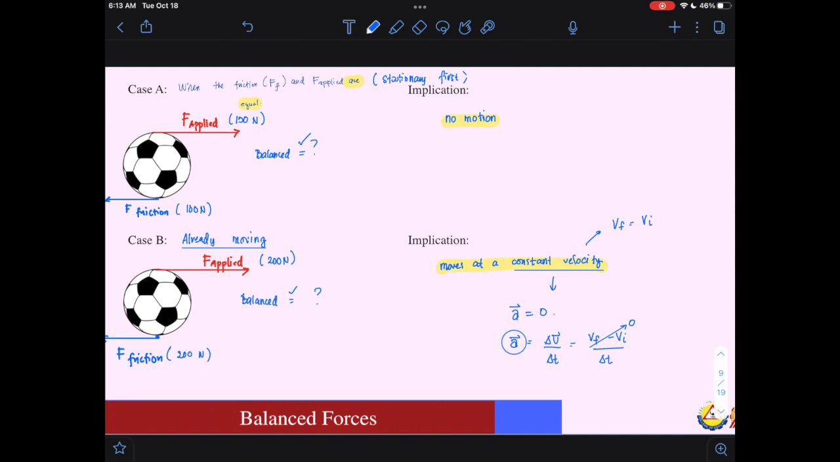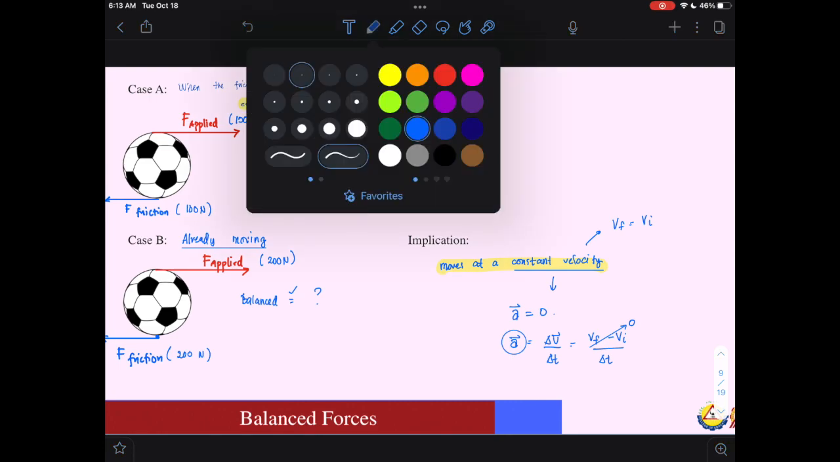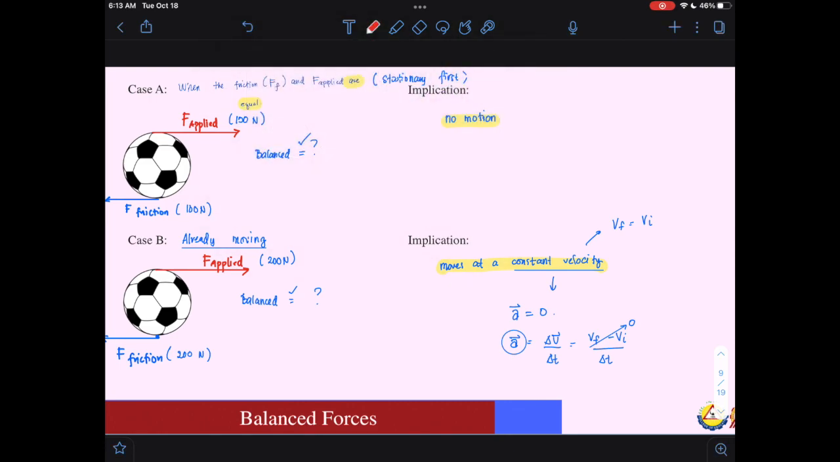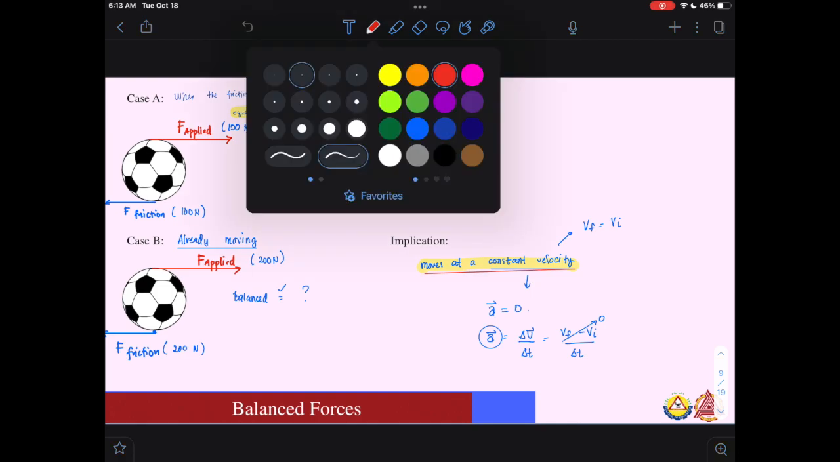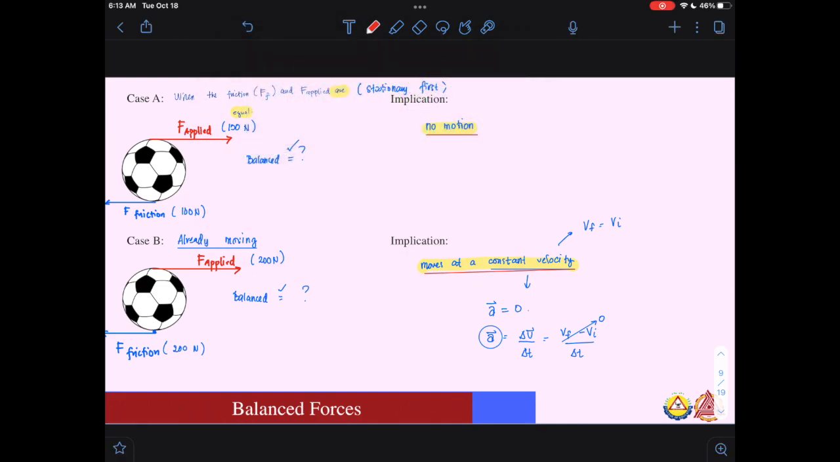So, the implication, this is just a review from our previous discussion, if there are balanced forces, it is either at rest, or it is already moving at a constant velocity. The speed doesn't change, it stays the same permanently. Okay? So, I think we are now ready to jump to Newton's first law of motion.